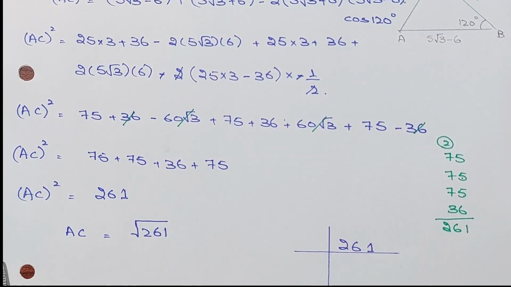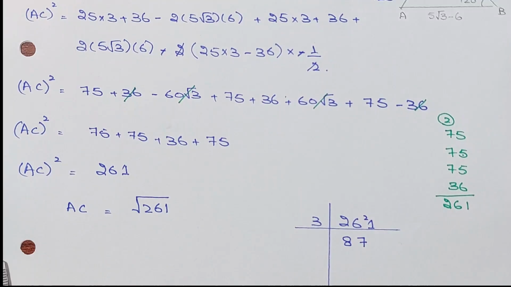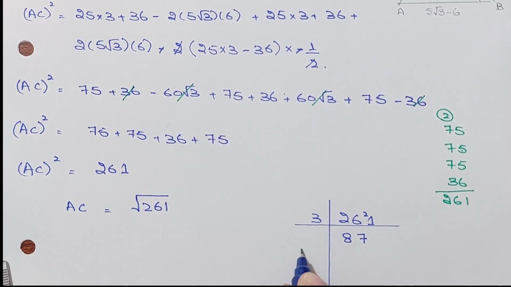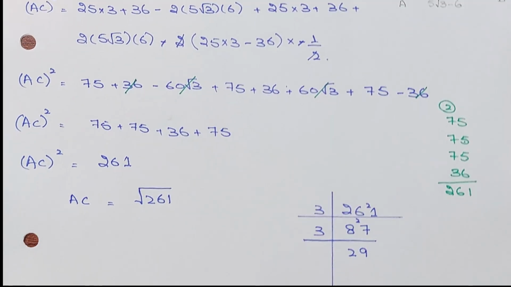261 is, if I can do it with the 3 times table, 3 times 7 is 21, 3 times 8 is 24, 3 times 9 is 27, so it's not 25 or 26. 3 times 7 is 21, right? Now again with the 3 times table, we can say 3 times 2 is 6, and 3 times 9 is 27, and 29 is a prime number, right?